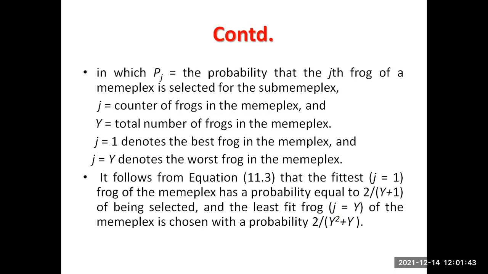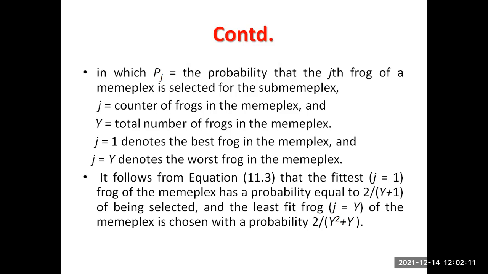So what is this Pj? Pj is the probability that the jth frog of a memplex is selected for the submemplex. That is the probability. So who will be selected? Because everybody will try to say, yes, I will be the leader. But what is the quality based on which we are judging? So Pj is basically the parameter which quantifies the decision-making process for forming these submemplexes.